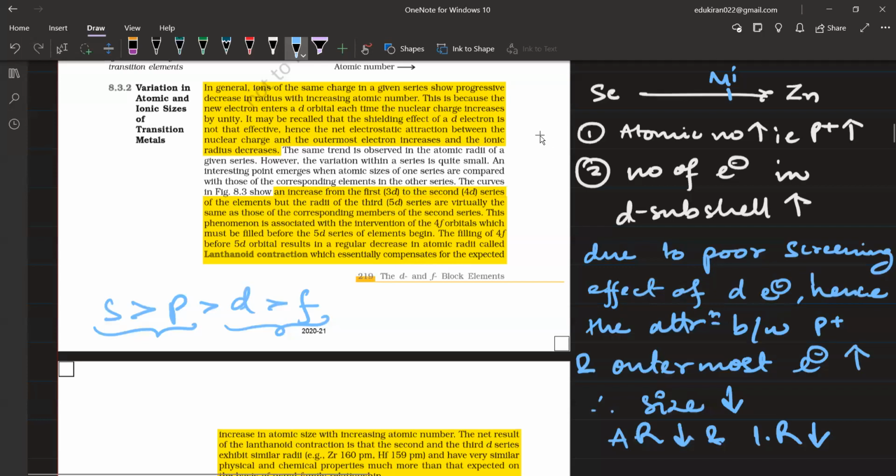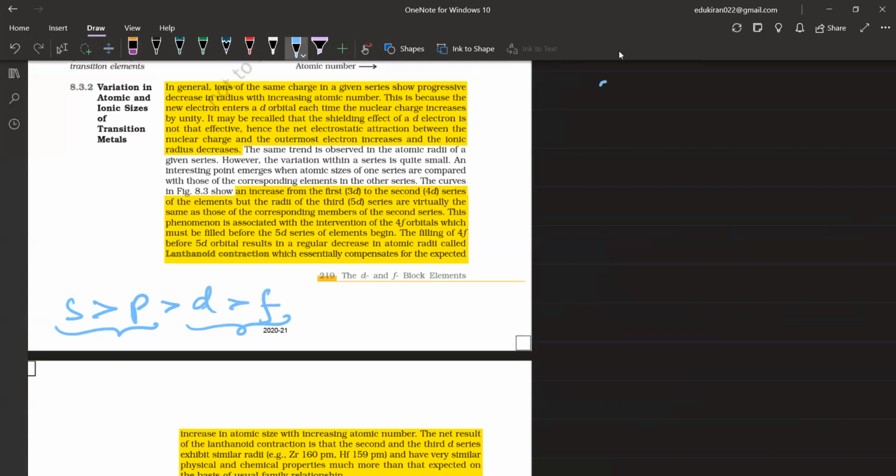Okay, now if I am going from 3D, 4D and 5D series, इस तरह से जा रहे हैं. If I am going down in a group, then what should happen? Tell me. Size यहाँ से यहाँ जाने में क्या होना चाहिए? Size increase, yes or no? Yes, sir. Similar increase, we should see similar increase.